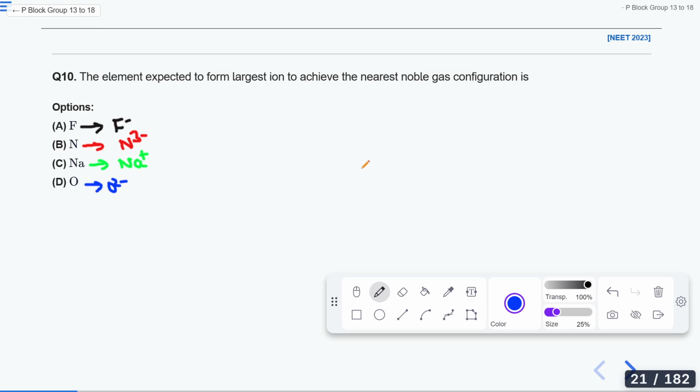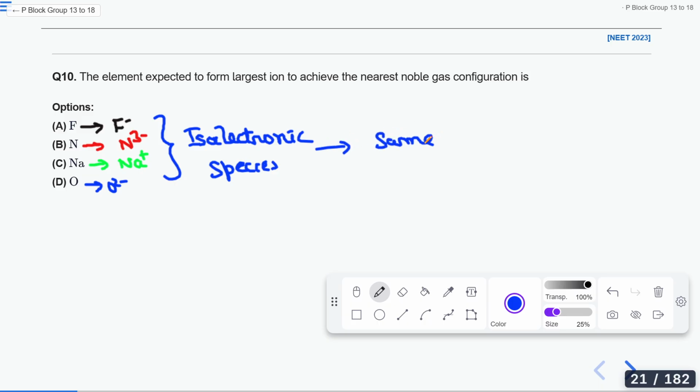Now, remember the rule. These are all isoelectronic species. Whatever we are getting upon adding the electron, they all are isoelectronic species. What is the meaning of isoelectronic species? It means they have the same number of electrons. So F minus, N3 minus, Na plus and O2 minus all have the same number of electrons. If this is correct, then what can we say about the size?